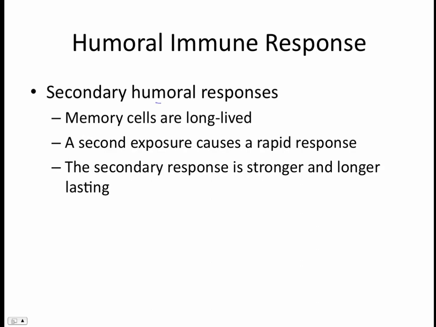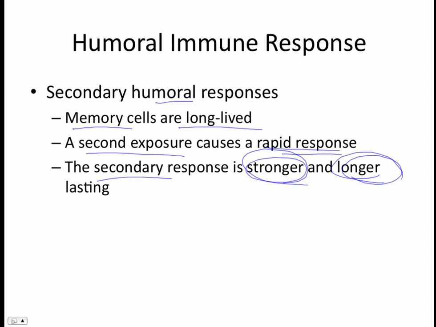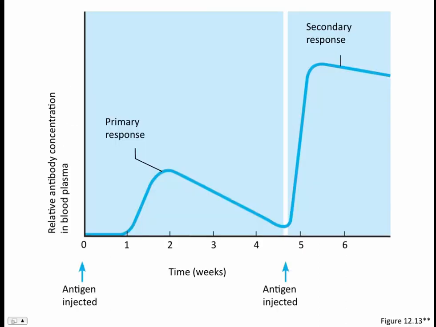So the secondary humoral response: these memory cells are long-lived, and that second exposure, which we just saw, will cause a rapid response. That second response is going to be stronger because we've created more memory B cells, and longer because now we can produce more antibodies, because of all those plasma cells and memory B cells, that can get rid of that much faster. So here is an example of how you can have a faster response the second time around due to your antibody concentration. And here is an example of if that antigen is injected into the body.